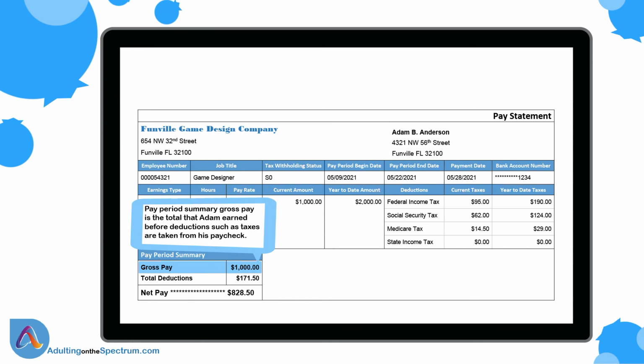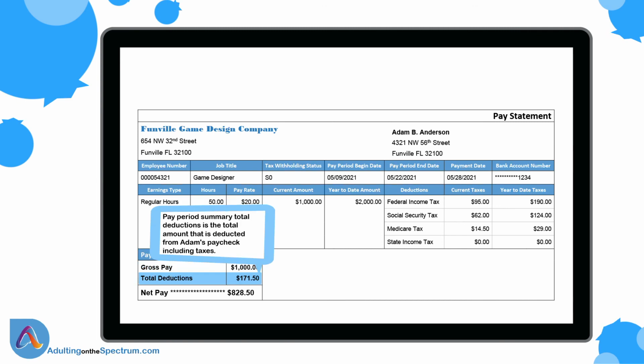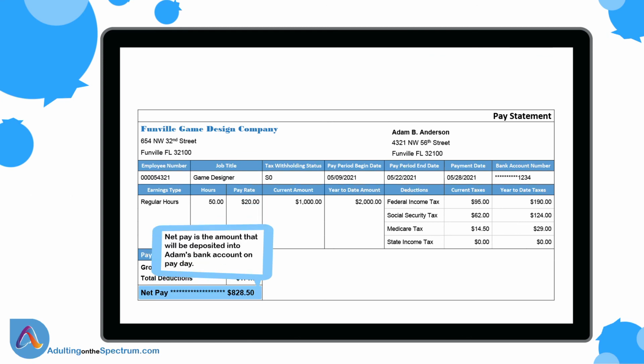Pay period summary gross pay is the total that Adam earned before deductions such as taxes are taken from his paycheck. Pay period summary total deductions is the total that is deducted from Adam's paycheck, including taxes. Net pay is the amount that will be deposited into Adam's bank account on payday.